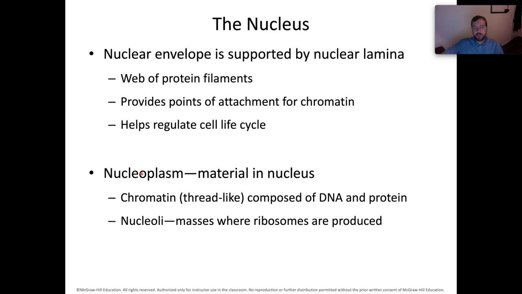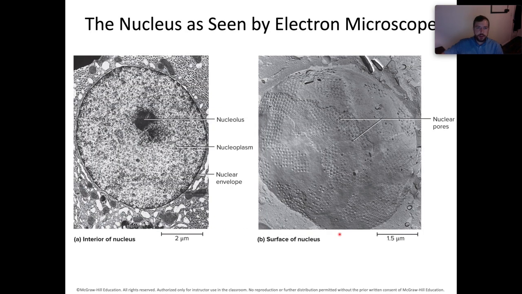It has its own cytoplasm called nucleoplasm, which is composed of chromatin, which is where your DNA is stored, and the nucleoli, and those are masses where the ribosomes are produced. So see, this is the nucleus here. This is the nucleolus, the nuclear envelope encasing it, and the nucleoplasm within it.